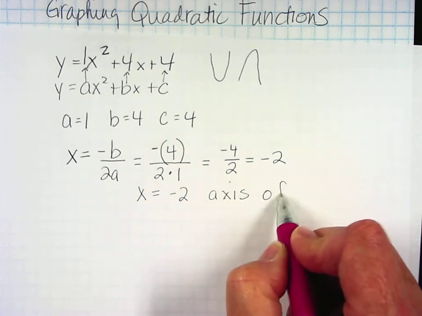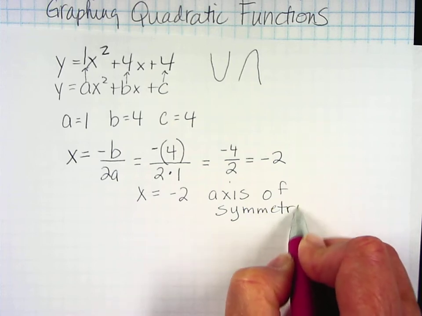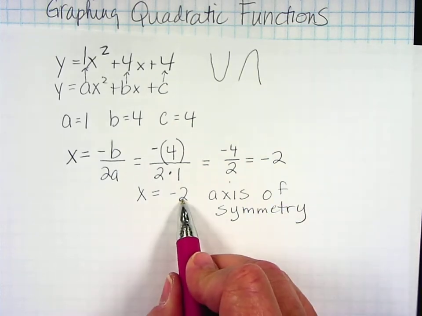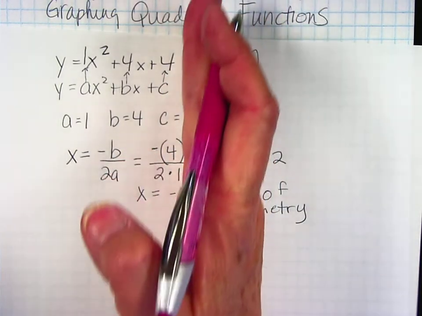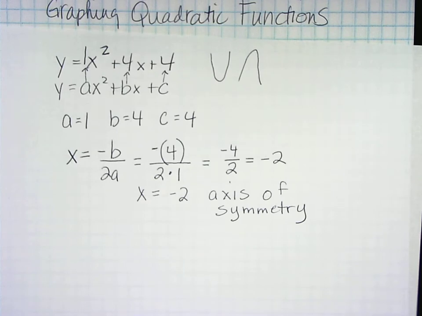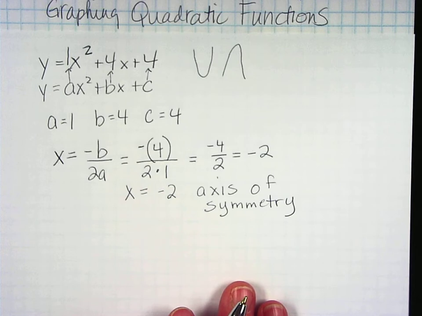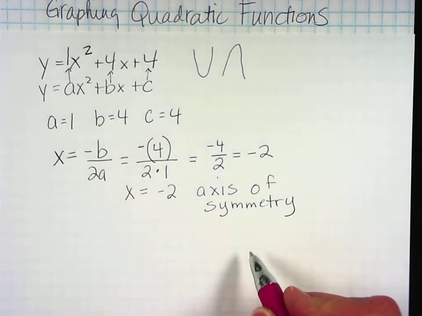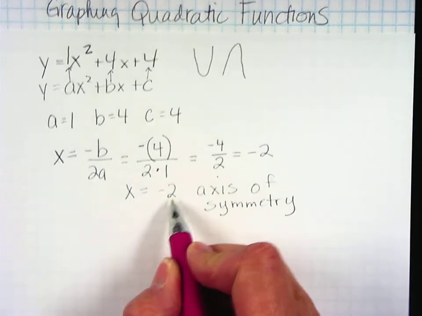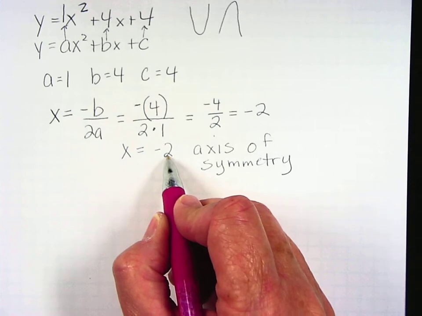The axis of symmetry is a line. It's a vertical line that touches the x-axis at negative 2, and it cuts your parabola exactly in half. Okay? Now we're not graphing this particular function, but we do need to find the coordinates of the vertex. So if x is negative 2, I know that my vertex is going to be somewhere on that line because the vertex is the point where my parabola changes direction.